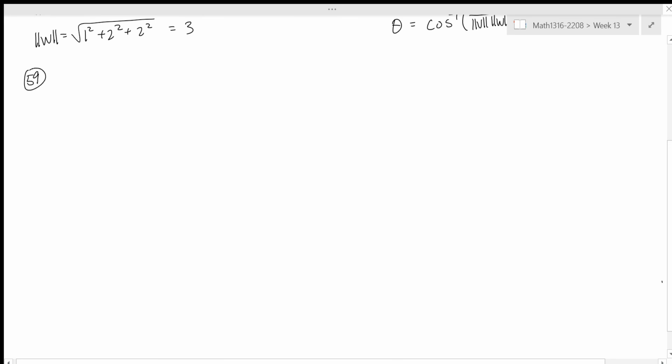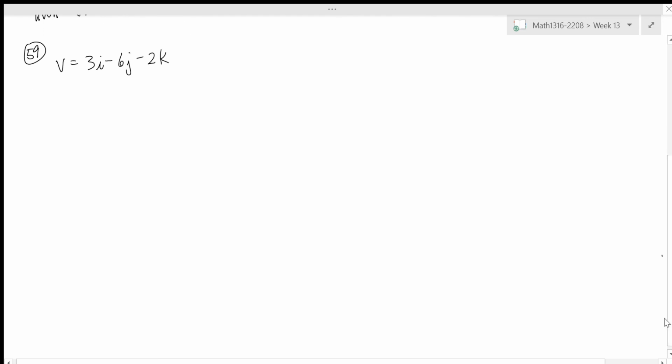Now, number 59. And this is the last problem I have to get through to finish this section. We've got vector V: 3i minus 6j minus 2k. And this problem says find the direction angles of each vector. Write each vector in the form of equation 7. What does that mean? In the form of equations. Oh my gosh. Okay, when we get the direction angles, I'll give you equation 7 and show you what they want it to look like.